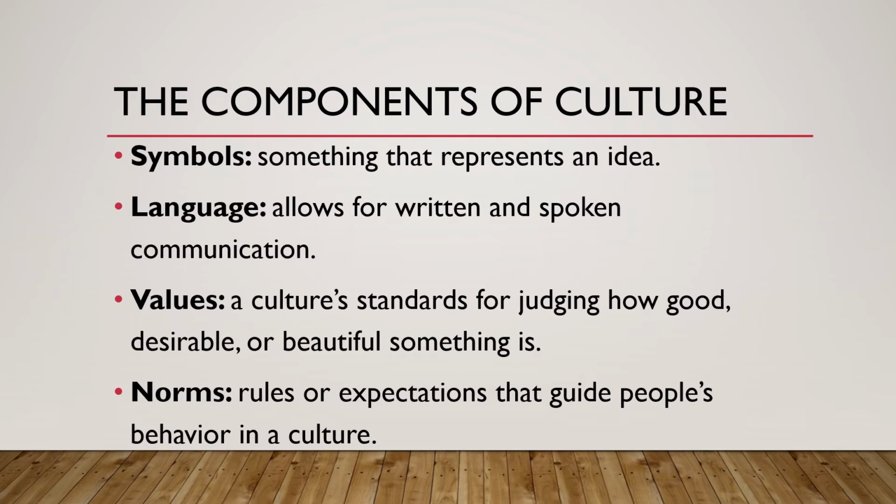And finally, we have norms. Norms are rules or expectations that guide a person's behavior. These really set the expectations for what you should and should not do as a member of that culture or co-culture. Norms also vary from culture to culture. They guide what we call politeness. They often dictate the laws and rules of that society, and this also exists within our co-cultures as well.